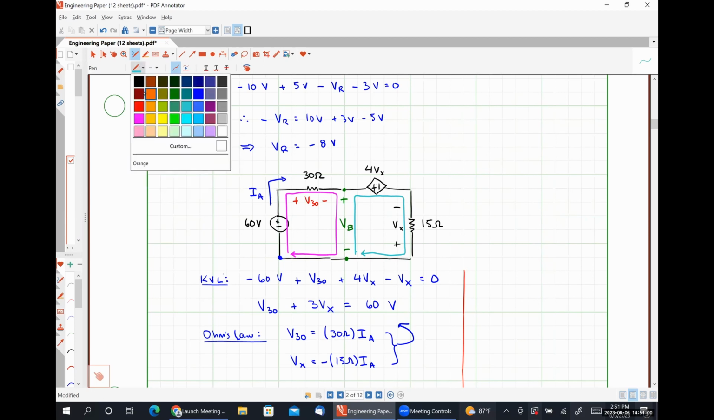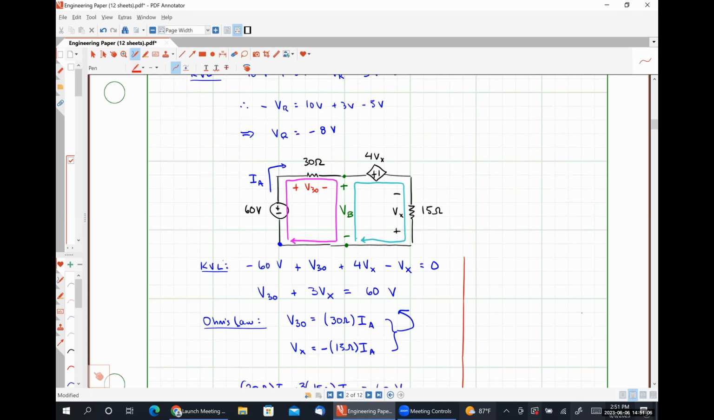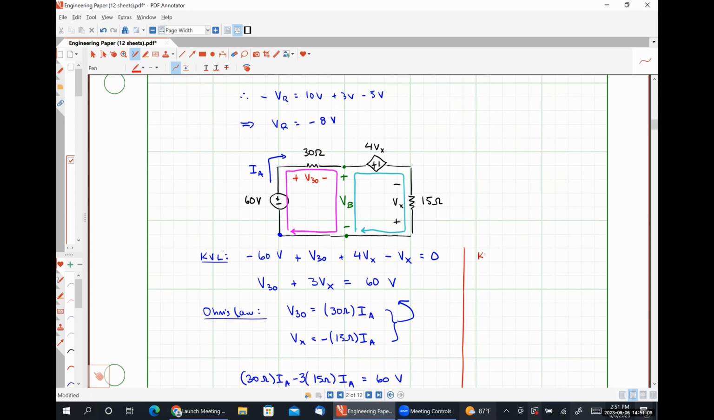So I'm going to write the KVL equation for both paths, and we are going to find that they're going to give us the same answer, okay? So KVL at the left-hand path is going to look like negative 60 volts plus V30 plus VB is equal to 0. So from this, we could say that VB is equal to 60 volts minus V30.